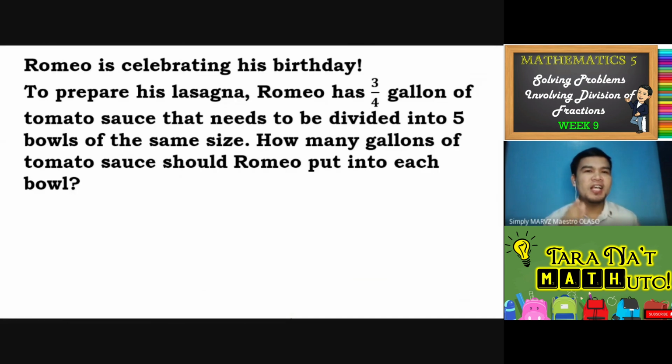Romeo is celebrating his birthday. To prepare his lasagna, Romeo has 3/4 gallon of tomato sauce that needs to be divided into 5 bowls of the same size. How many gallons of tomato sauce should Romeo put into each bowl? That is our problem. Okay?